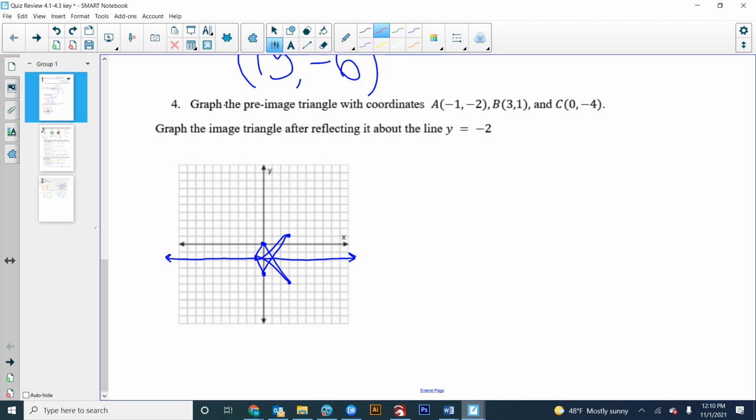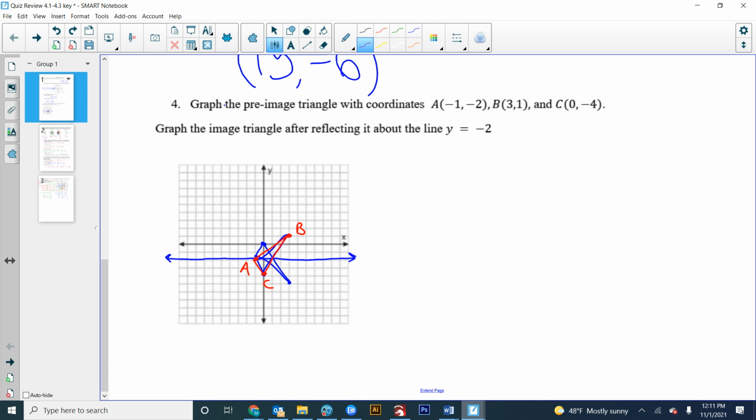A, A prime. Right. So A is -1, -2. I'll do the red will be our pre-image. B is 1, 2, 3, 1. And then C is 0, -1, 2, 3, 4. So yeah, there's our ABC.